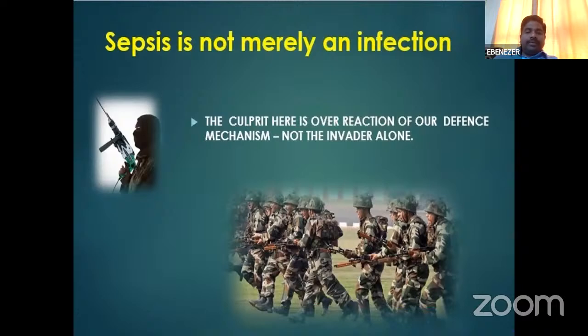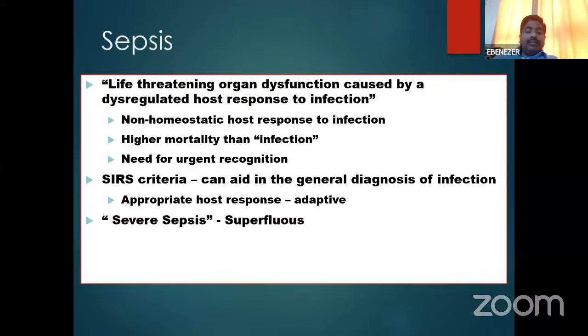So as I told you, sepsis is not merely an infection. The culprit here is the overreaction of our defense mechanism, not the invader alone, not the bug alone. How well the human body responds to the invading bug, the inciting stimulus, the inciting trigger, that will determine the sepsis paradigm as a whole. Okay, so it is nothing but a life-threatening organ dysfunction caused by a dysregulated host response to infection. So underline this important point: it is a dysregulated host response to infection. How well the host responds is very, very important.